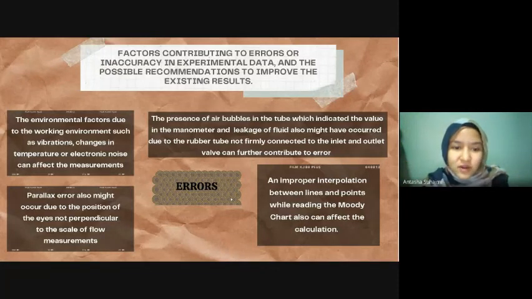Next, the presence of air bubbles in the tube, which affects the value in the manometer, and leakage of fluid might also have occurred. The rubber tube not being firmly connected to the inlet and outlet valve can further contribute to error. Last but not least, improper interpolation between lines and points while reading the Moody chart can also affect the calculations.